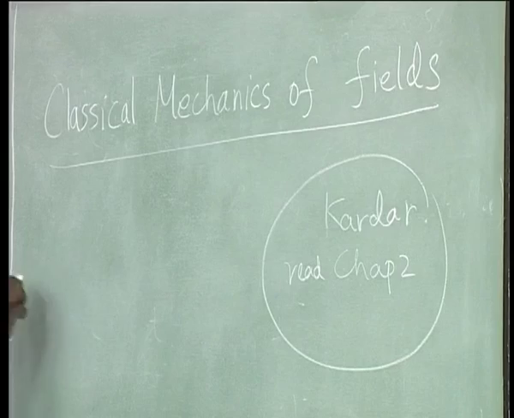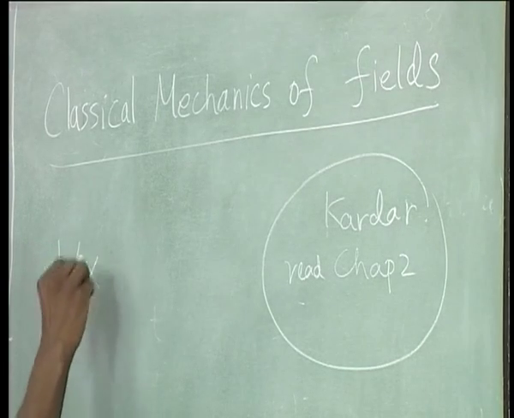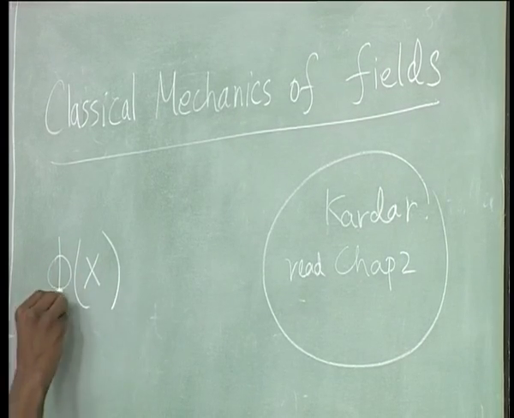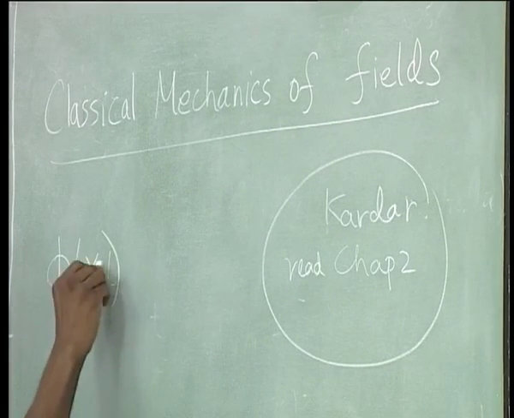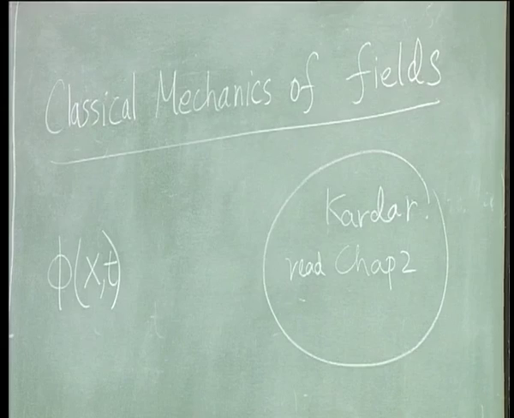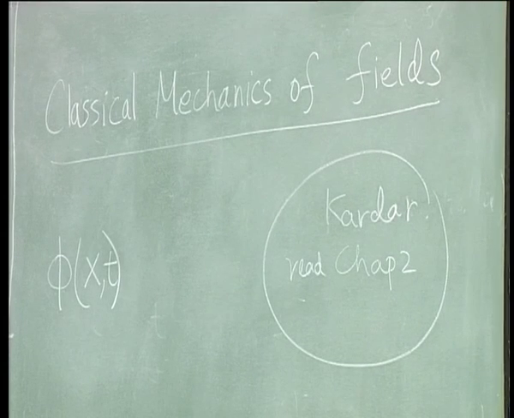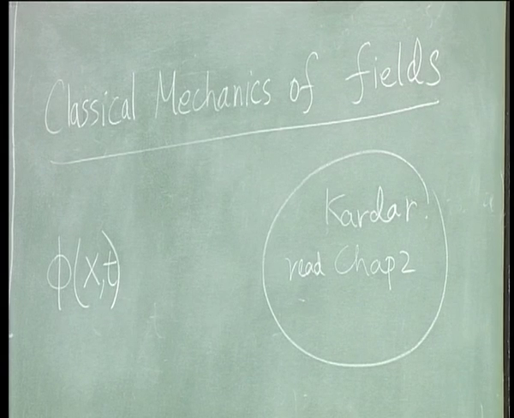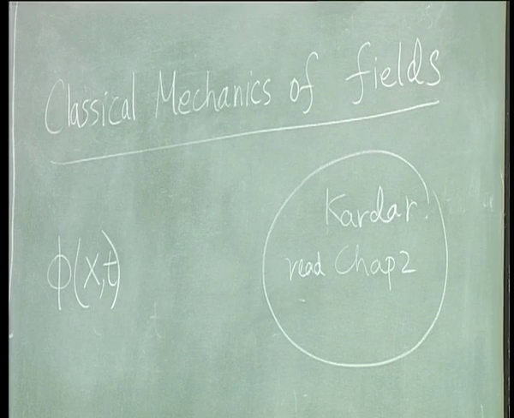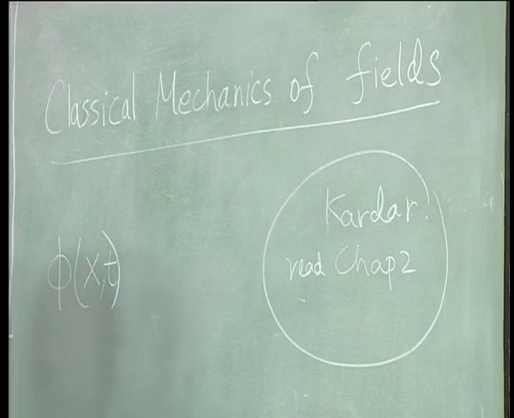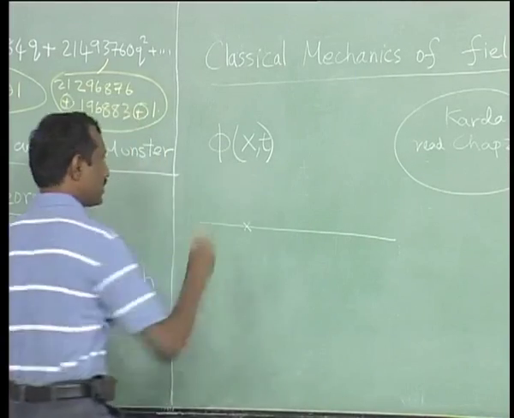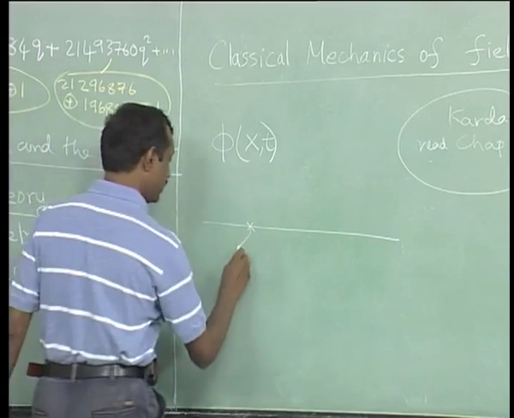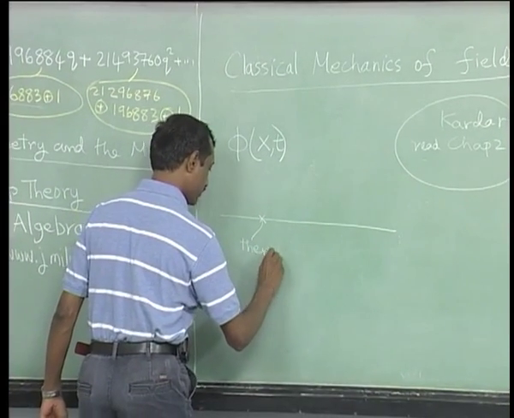So the basic object is going to be a field. I am just using a symbol phi of x, and of course it could depend on t. For simplicity, for a few minutes I will assume that we have only one dimension, because I can use the board efficiently then. So x takes values in the real line, and this is a scalar, so at every point there is a scalar degree of freedom.